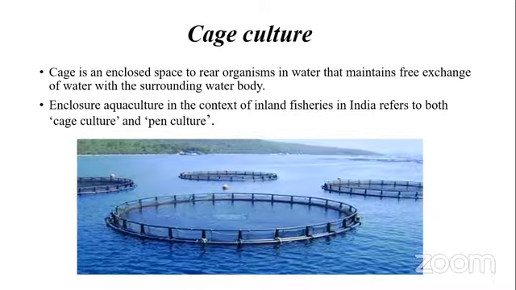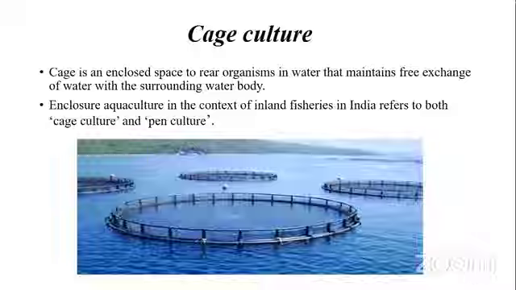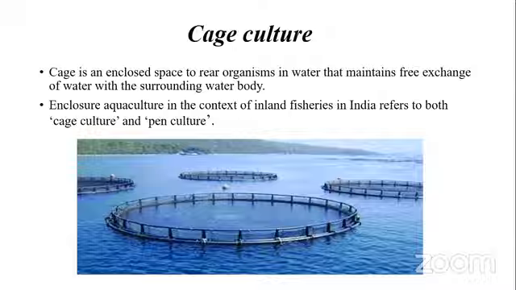Enclosure aquaculture in the context of inland fisheries in India refers to both cage and pen culture. What you can see in the pictures are circular cages. The size of the cage may vary. They may be circular, rectangular, or square, depending upon the availability of material, the kind of practice, or the area where the cage has to be installed. Next slide, please, ma'am.